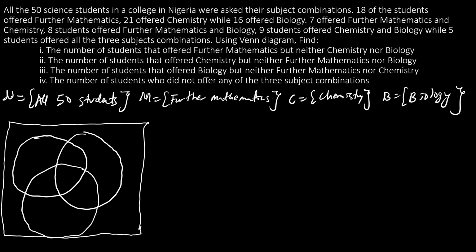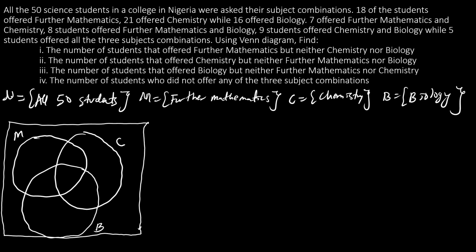So here we have set M, which is further mathematics, set C, which is chemistry, and set B, which is biology. And note that this can be in any order. We can put set B here and change this to set M, or any I want to put, let me just put set B and let's return this back to set M. But it can be in any order. So let's bring out all our values. Let's go back to the question.